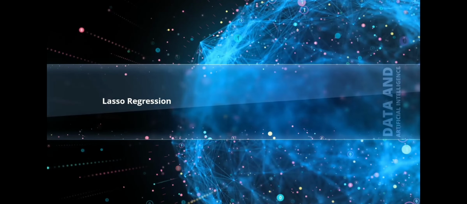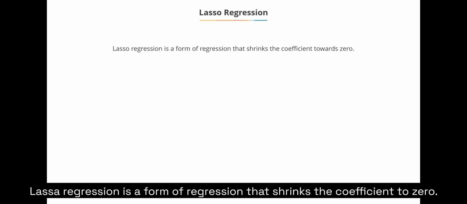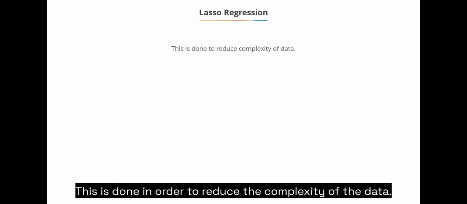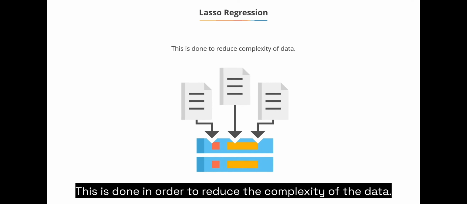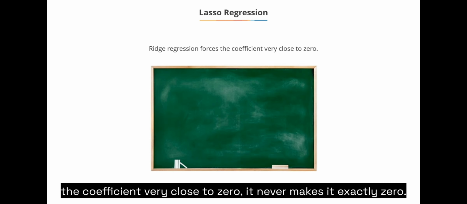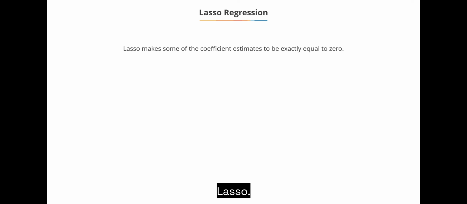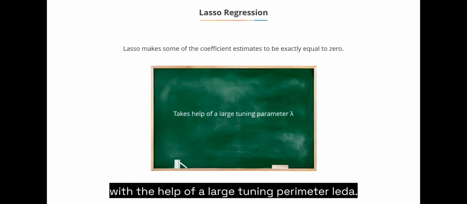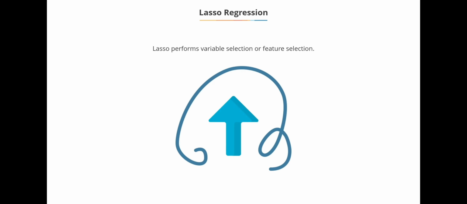Lasso regression. Lasso regression is a form of regression that shrinks the coefficient towards zero. This is done in order to reduce the complexity of the data. While ridge regression forces the coefficient very close to zero, it never makes it exactly zero. Lasso, on the other hand, forces some of the coefficient estimates to be exactly equal to zero with the help of a large tuning parameter, lambda. So Lasso performs variable selection or feature selection.